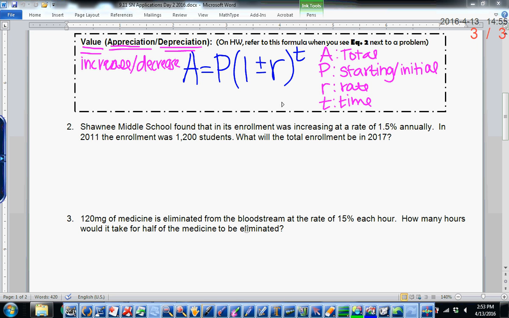Let's talk about this plus or minus right here. Are we going to do both in the same equation? No, we're going to separate. One represents appreciation. One represents depreciation. So you're going to use plus if the problem is talking about appreciating, and you're going to use minus if the problem is talking about depreciating. You just have to think through, are you adding or subtracting? Okay?